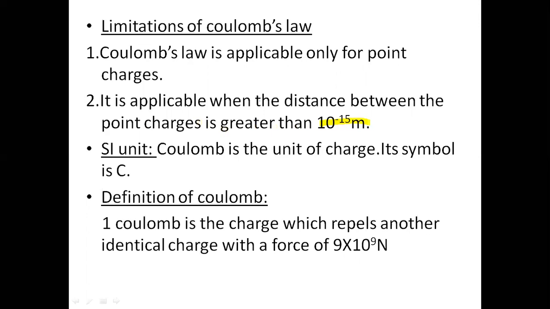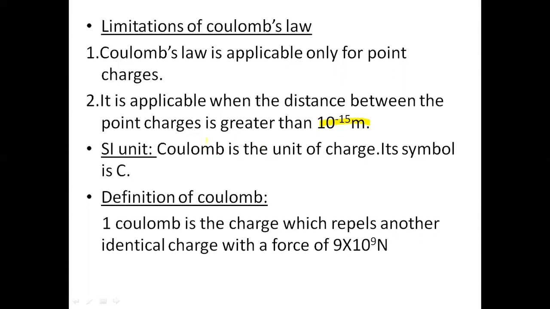So it is applicable when the distance between the charges, that is point charges, means small charges. Coulomb's law can be applied only for small charges. So this law is applicable when the two point charges have the distance between them as 10 raised to minus 15 meter, that is 1 fermi.